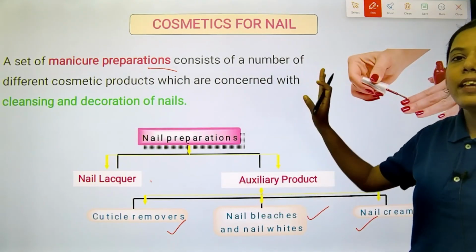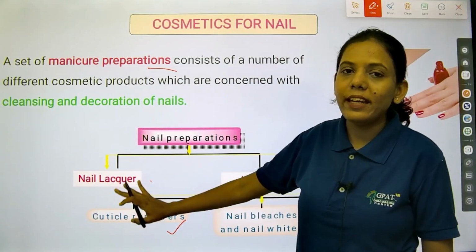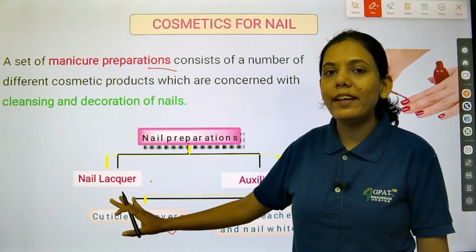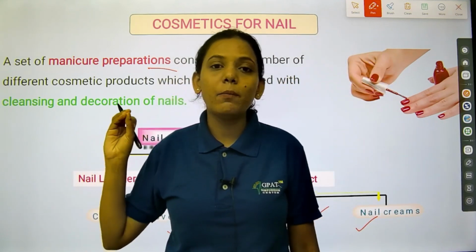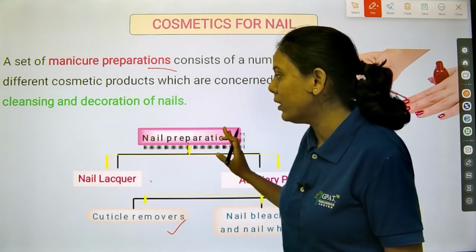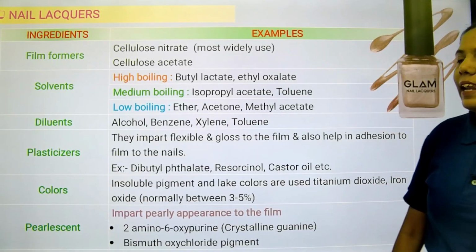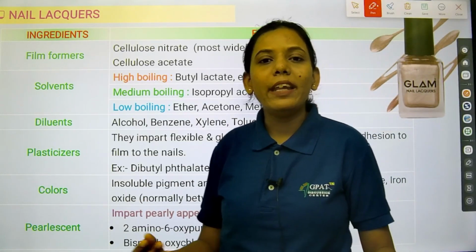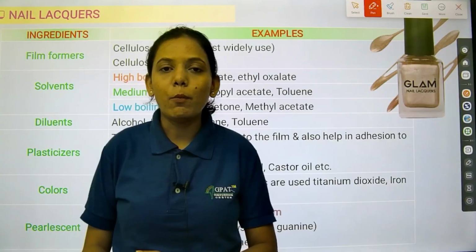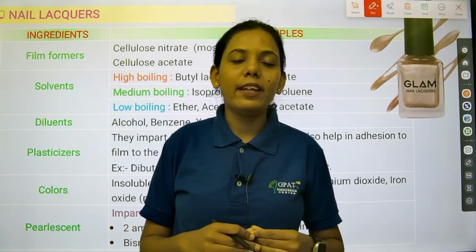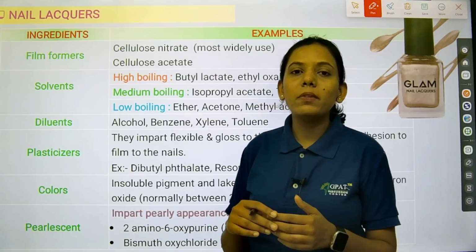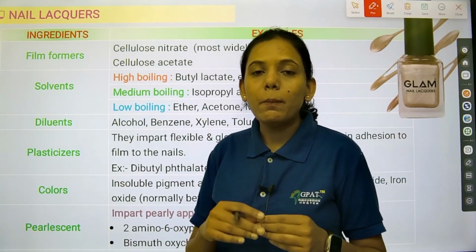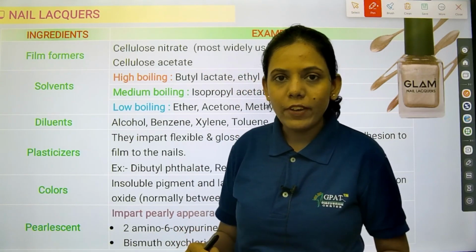So let's see what the important composition of nail lacquers is, and what the primary ingredients present are. Please remember that each cosmetic preparation has some unique ingredient that you have to remember. So first is nail lacquers. When it comes to nail lacquers, nail paints or nail polish, the very first important ingredient is the film former. This helps to form the film, and it remains intact on the surface of the nails.